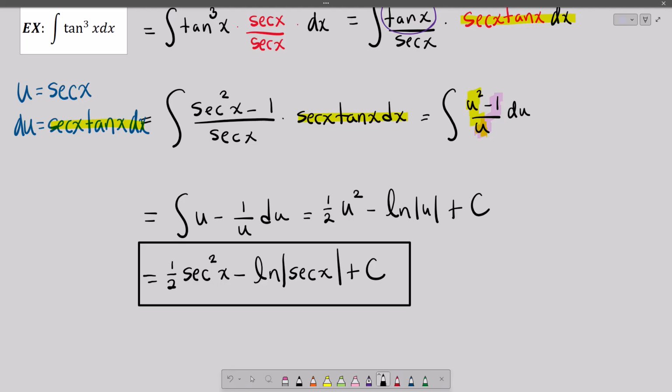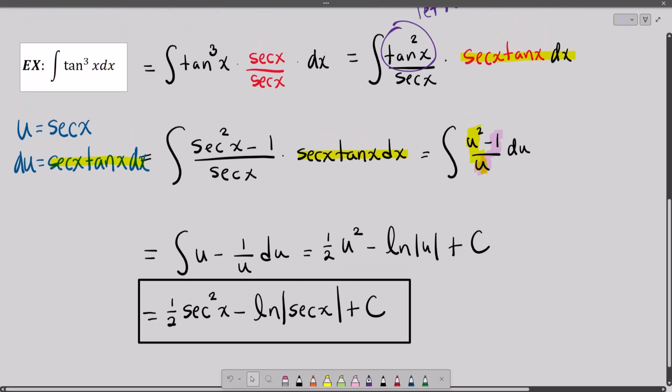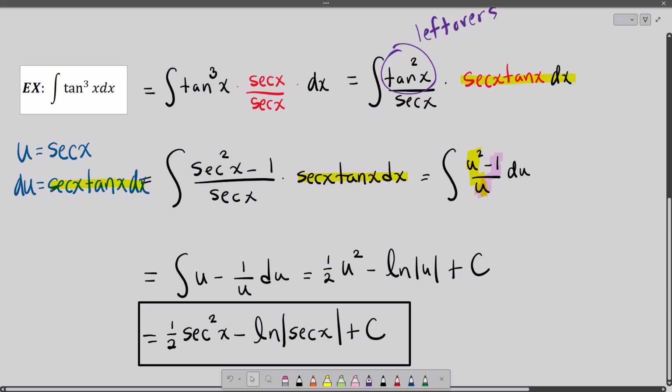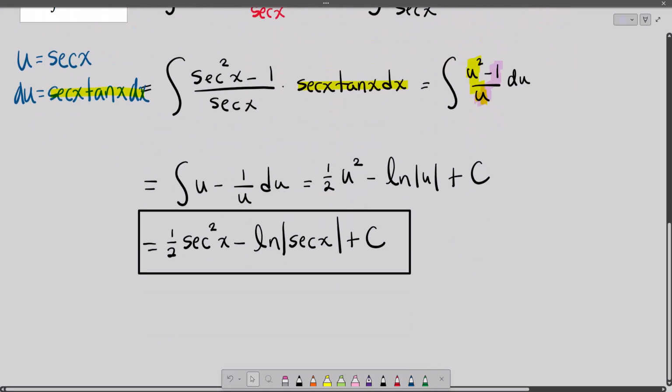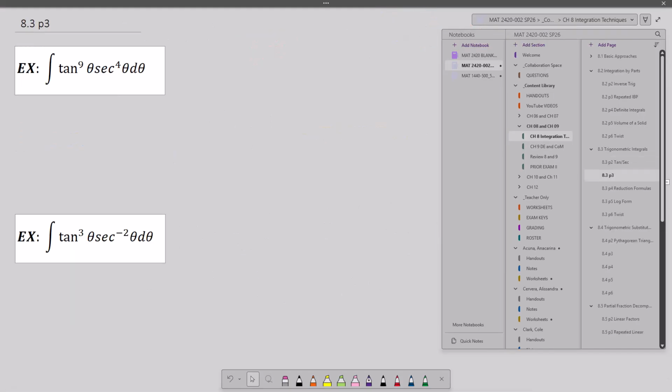So sines and cosines can go back and forth through a Pythagorean theorem. Secants and tangents can go back and forth through a Pythagorean identity. And the idea is whatever we pull off, we're going to let u be the function that has this as its derivative. All right, let's try another one.